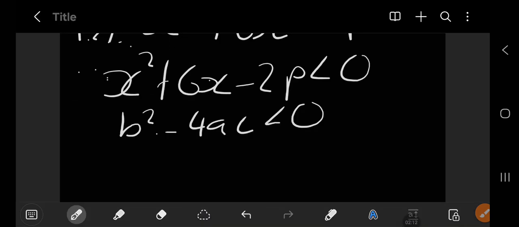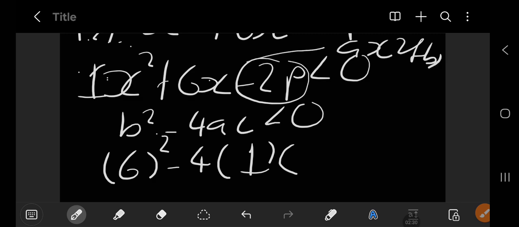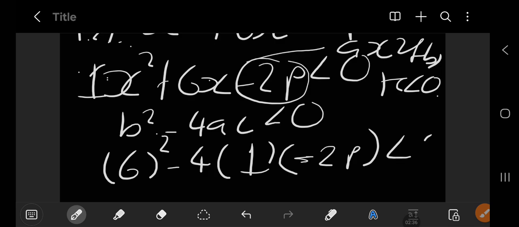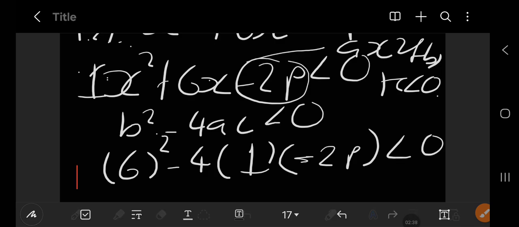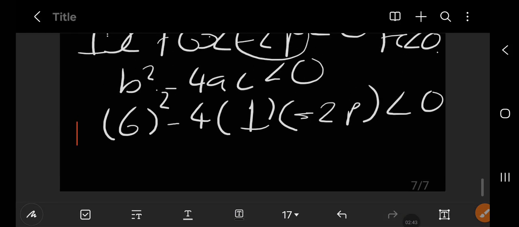So let's substitute. What's our b here? It's 6, right? So this becomes 6 squared minus 4 times our a. Our a is basically 1, an invisible 1 we don't see. However, our c is going to be all of this here. We know this is now in the form ax squared plus bx plus c less than 0. So our c is negative 2p, with the whole expression less than 0, right?